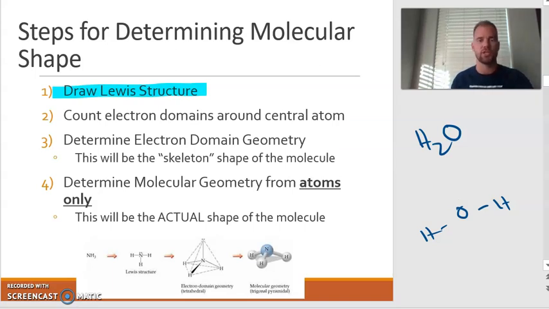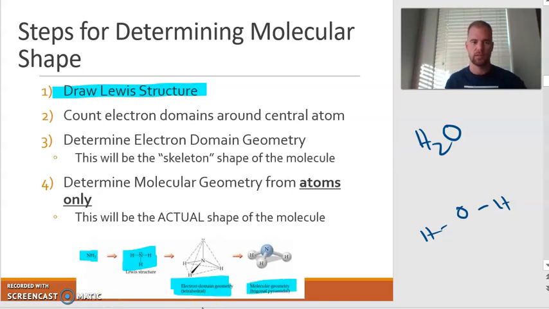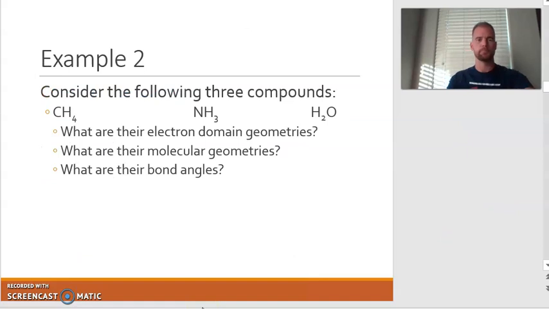The next thing you're going to do is count the number of electron domains. We did this in example 1. The third thing is you'll figure out the electron domain geometry based on how many domains. And then you'll ask yourself, of those electron domains, how many are bonds and how many are lone pairs, to figure out what the molecular geometry is. And so you can actually see a visual of that process. For example, if we were looking at NH3, we would first draw the Lewis dot, then figure out its electron domain geometry, and then finally figure out its molecular geometry. And we're going to do that in example 2.